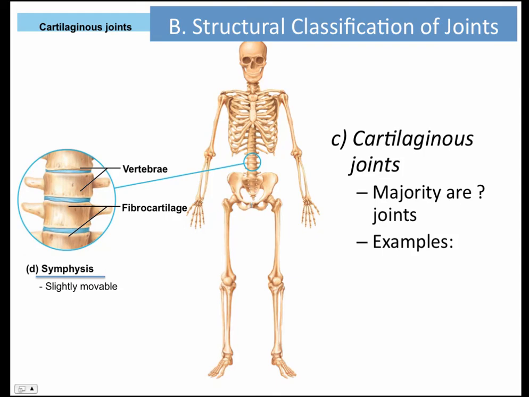Looking at our vertebrae, we have cartilaginous joints, and the majority of these are going to be slightly movable joints. An example is the pubic symphysis, and intervertebral joints.